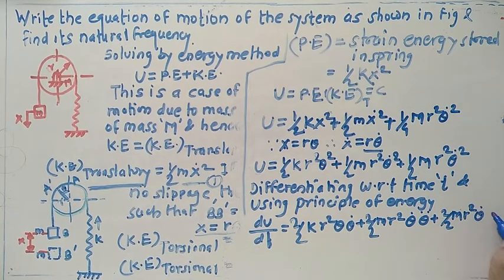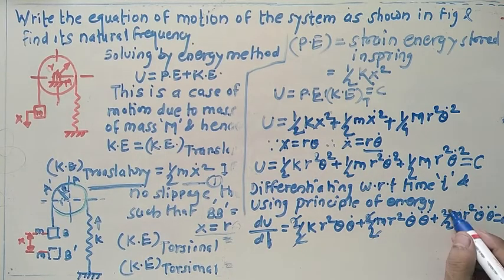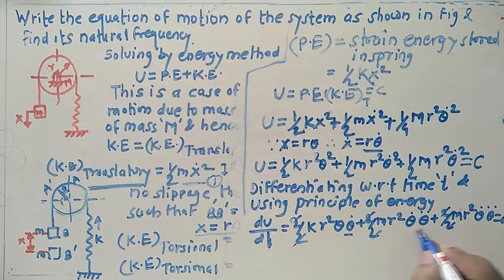Theta single dot, theta double dot equate with the 0, because total energy remains constant. This is the principle of energy. So this term gets cancelled, this term gets cancelled, this one gets cancelled. If you look towards all the terms, the theta single dot is common.